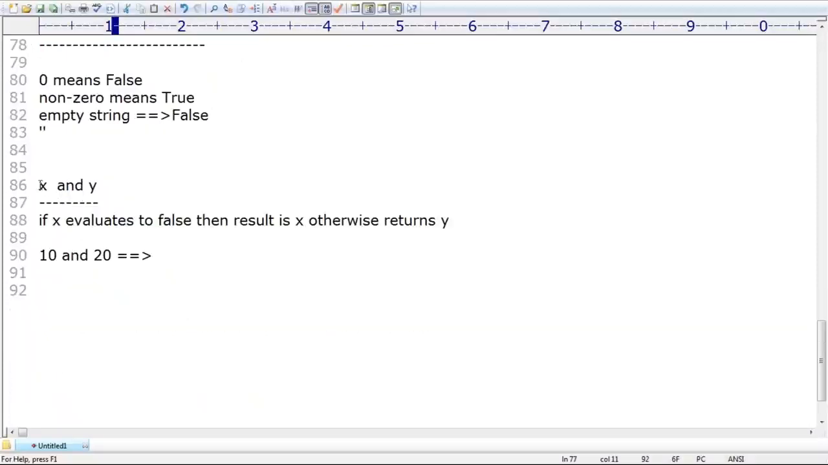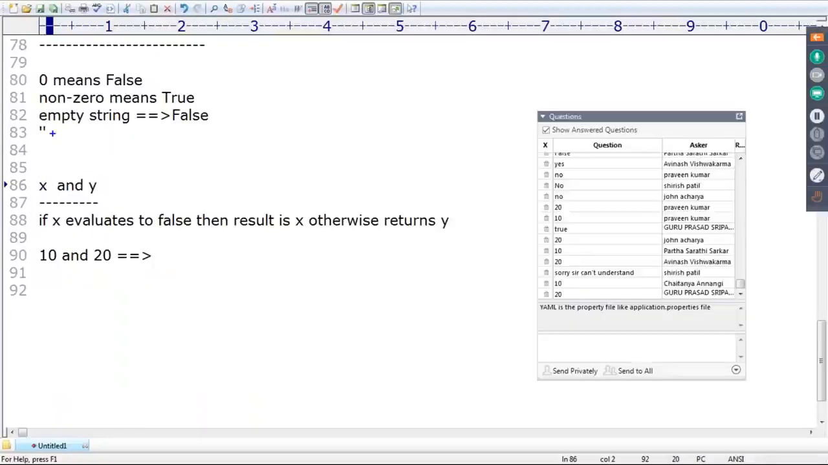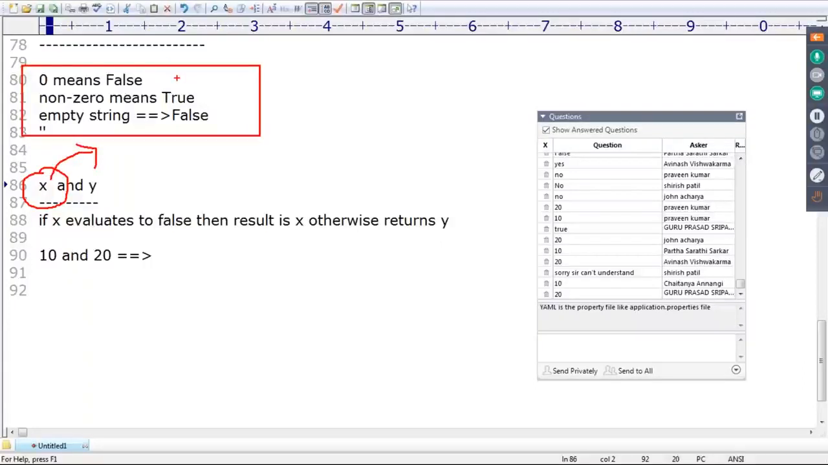So now, very simple. If x and y, now evaluate this x. If the x is false, how can you consider x as false, sir? According to our rule. What is the rule, sir? 0 means what? False. Non-zero means true. Empty string means false. Remember, is it 0 or empty string? I have to check, sir.